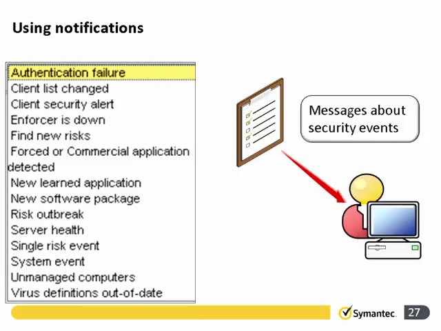There are a number of different types of notifications that are already configured, and you just need to choose the type of notification that you wish to receive the message or information about. So here we can see the different types of notifications. We may wish to be warned about a new learned application, for instance, or a risk outbreak, or possibly a virus definitions out of date. And these then can be configured to send emails or pop-ups to the relevant people concerned.